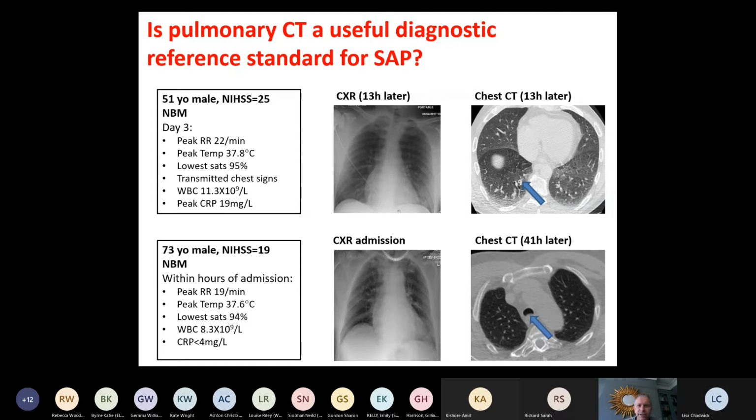So from these two patients and from others, it made us just think, well, maybe some of these patients that appear to have pneumonia haven't actually got it when you do a CT scan. And what does that actually mean? So next slide, please.